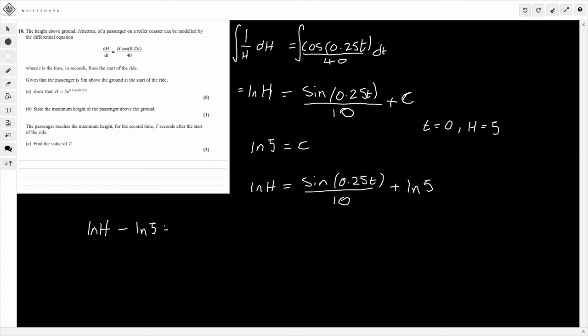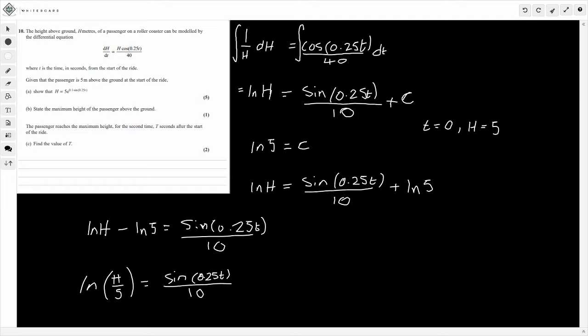And that's going to be equal to this. It's really monotonous writing all this up. Sine 0.25t divided by 10. Remember, we can simplify this here now. So we can write this as a quotient. So this is the same as ln h over 5 is equal to this. So sine 0.25t divided by 10.